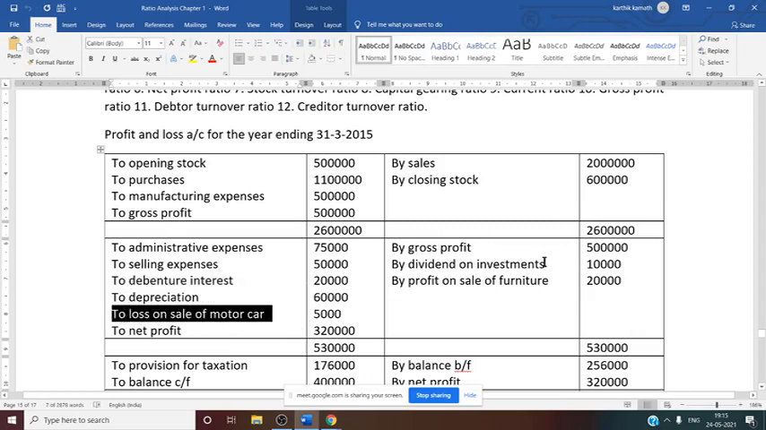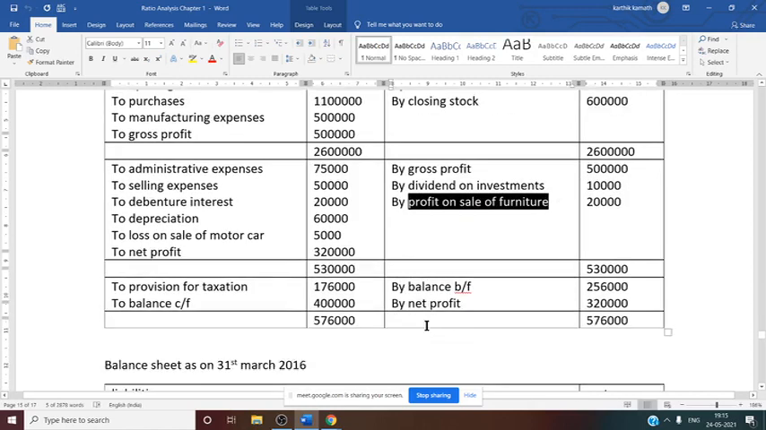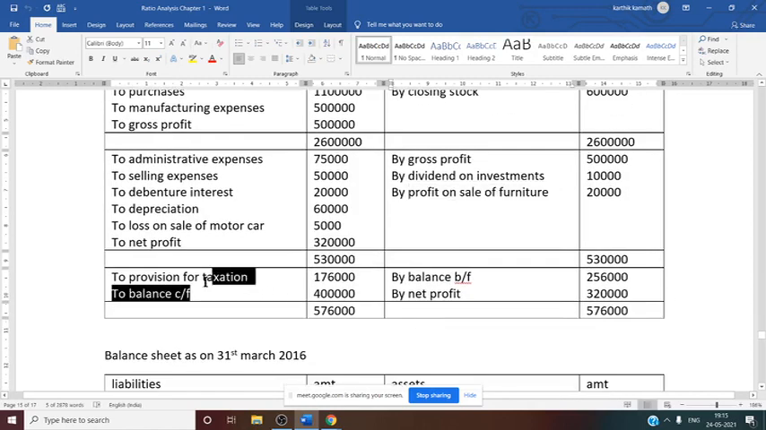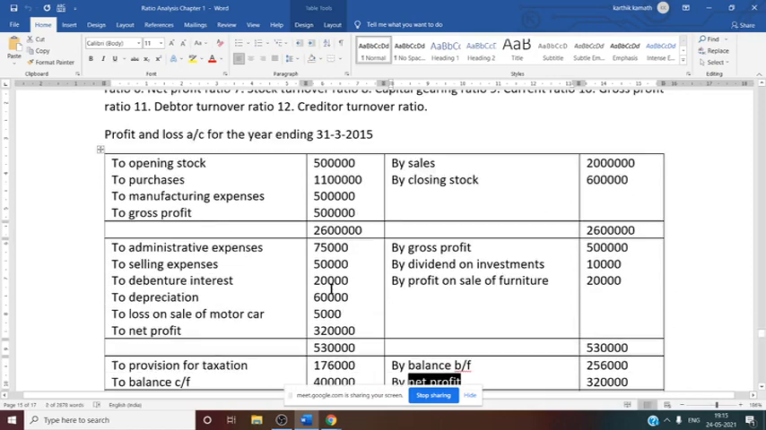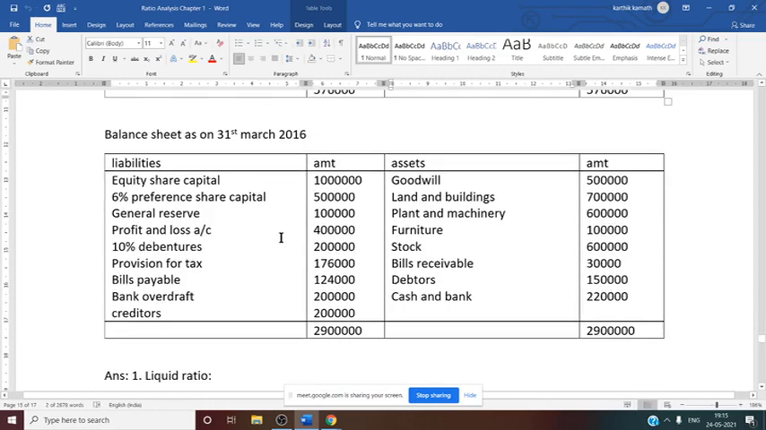Then on the credit side, dividend on investment is mentioned. Similarly, profit on sale of furniture is also given. Then there is a provision for taxation and net profit balance is also given in the profit and loss account. So after this there is a balance sheet. See this now, the balance sheet is also mentioned.